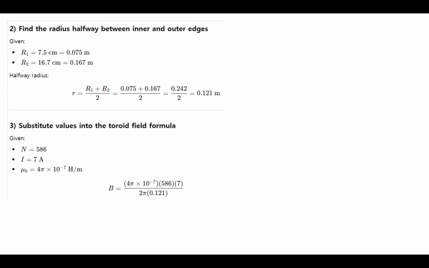So it says that it's a midpoint between the inner and outer radius of the toroid, so it is going to be this one. And then we get this result. And then if you just plug in the number of turns, ampere, and the meter, then you can get the magnetic field in Tesla.